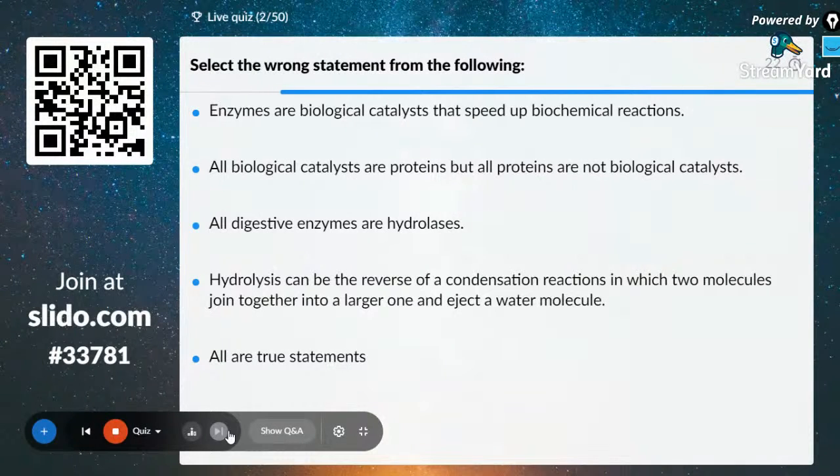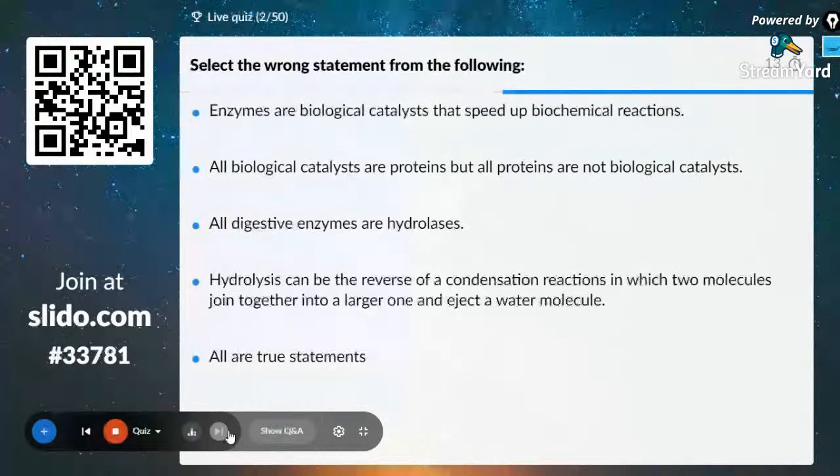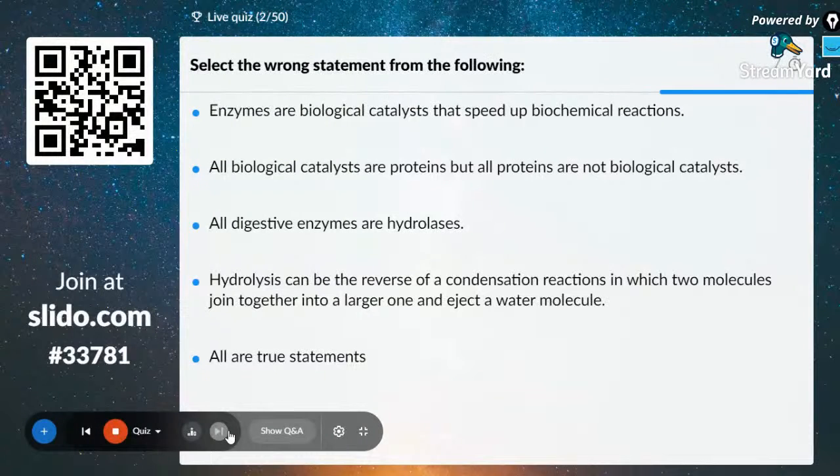Select the wrong statement from the following. Enzymes are biological catalysts that speeds a biochemical reaction. All catalysts are protein, but all proteins are not biological catalysts. All digestive enzymes are hydrolases. Hydrolases can be the reverse of a condensation reaction in which two molecules join together into a larger one and eject a water molecule. All are true statement.